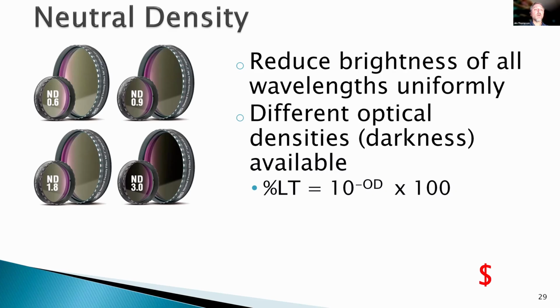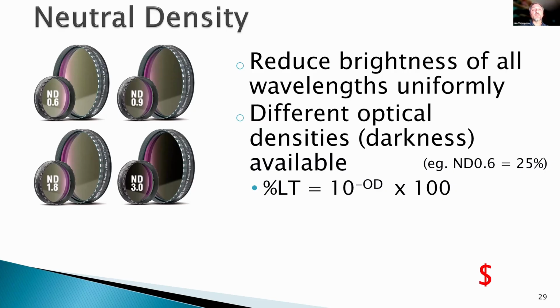So, for example, a neutral density filter with an OD of 0.6 has a percent LT of 10 to the minus 0.6 times 100 equaling 25%.